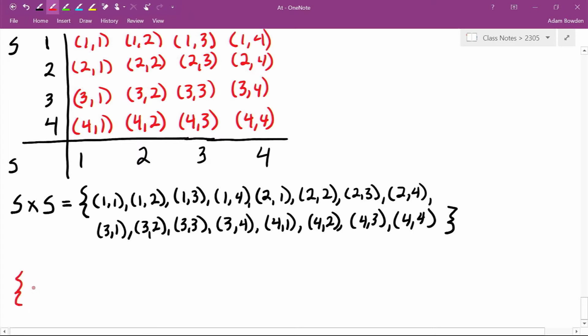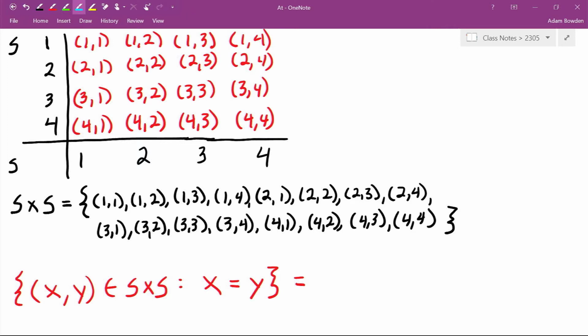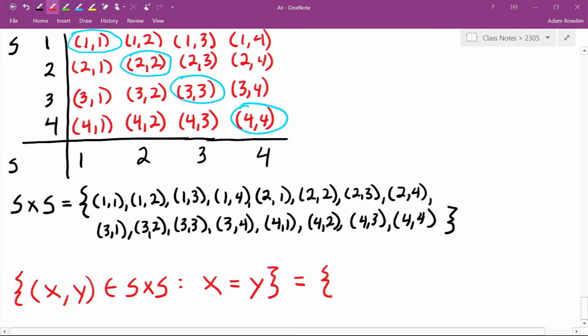So now we're going to look at the set of all ordered pairs (x, y) within the product set S cross S, such that x is equal to y. Well, looking up above at the elements of S cross S, we're looking for the elements where the first part and the second part of the ordered pairs are equal to each other. So, for instance, (1, 1), (2, 2), (3, 3), and (4, 4) all have first and second elements equal to each other. So those would be the elements of our set. It would be the set containing the ordered pairs (1, 1), (2, 2), (3, 3), and (4, 4).